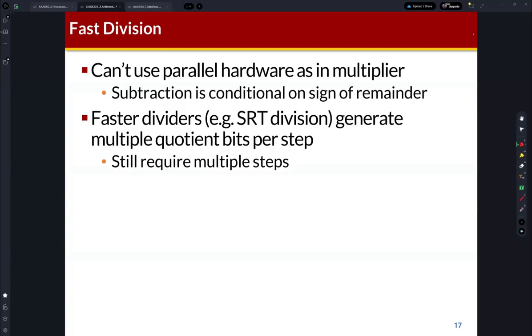But we can also implement a faster divider, a faster division, like the SRT division. But it also requires multiple clocks or multiple steps.